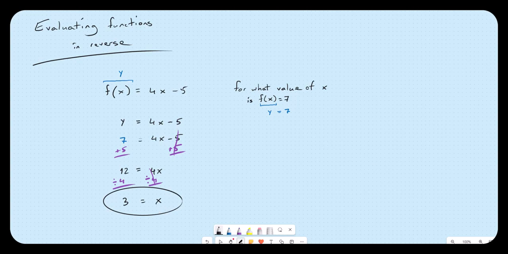I'm going to do one more, because I think it'll be helpful to do more than one of these. So let me move over so I've got a little more screen to work with. Maybe I've got a function that looks like f of x equals 3 minus 2x, and I want to find the value of x so that f of x is negative 5.